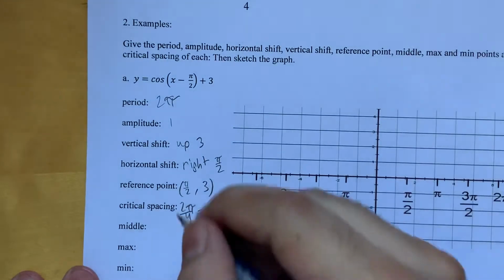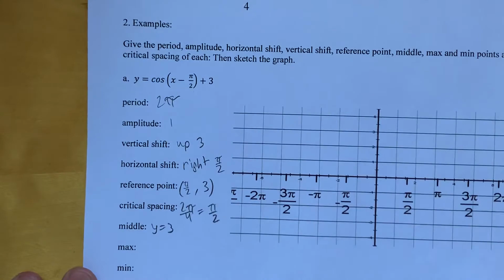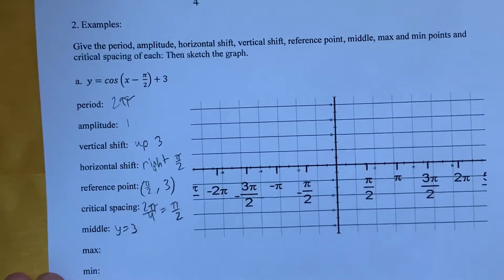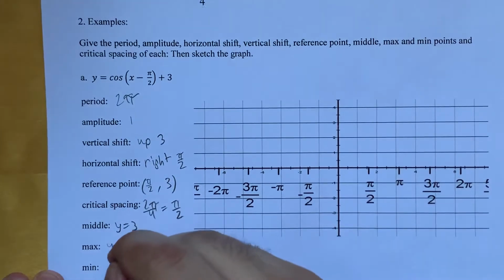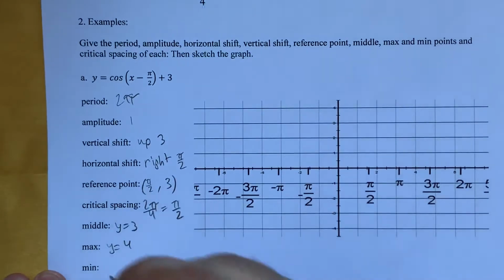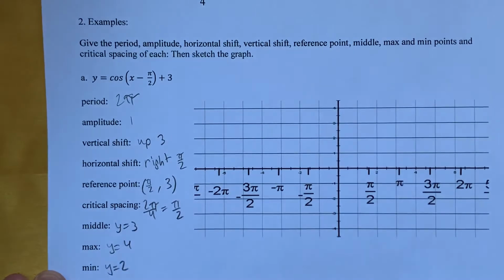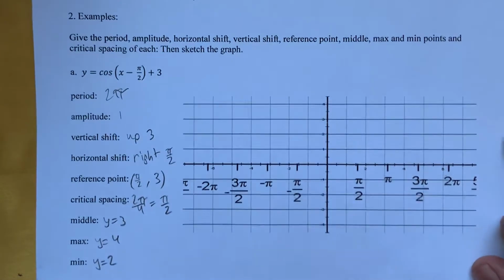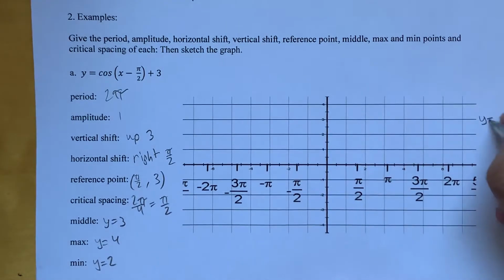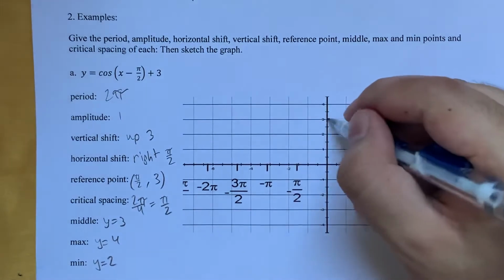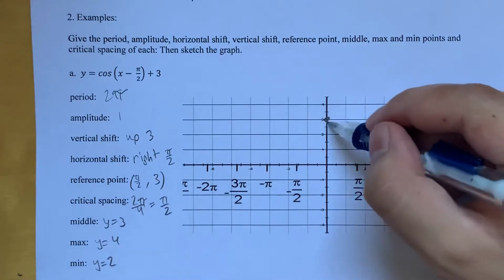And in the middle, y equals 3. The maximum is y equals 4. And the minimum is y equals 2. And I will not go over it, I'll just tell you, it's k plus a. If you don't remember that formula, if you don't know what that means, look at the previous video. So let's label them: y equals 3, y equals 4, so we know where the center line is, y equals 2. And since it's getting more difficult, I could plot them. So I know that that's the origin.